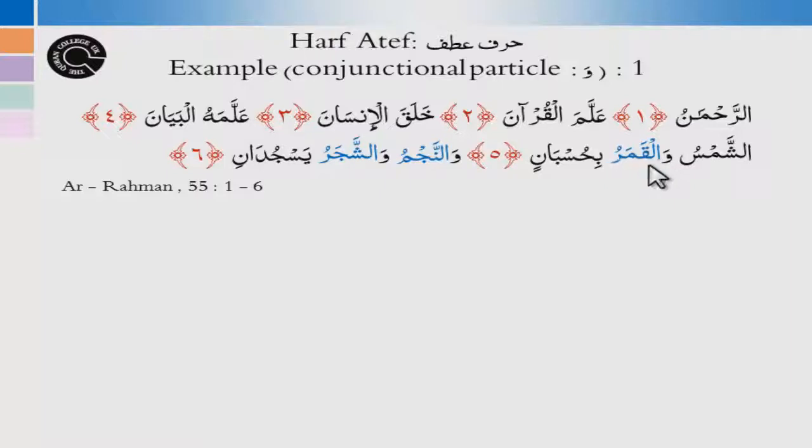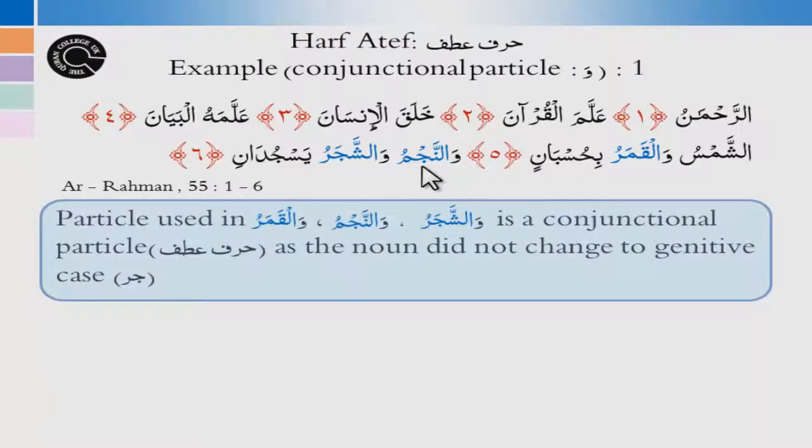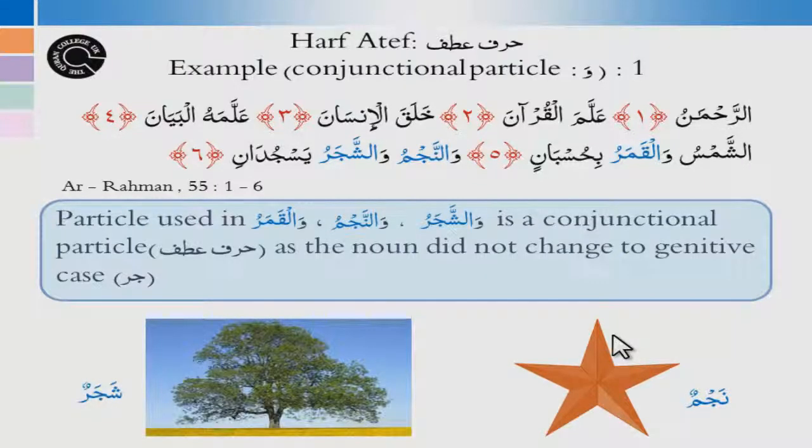Now you can see here that in wal qamaru, the noun has not gone into the jar case, so that means this particle is not the prepositional wow, but it is the conjunction particle which is joining ash-shamsu with al-qamaru. And similarly you can see in this case also that wan-najmu and wash-shajaru, they both have not gone into the jar. Therefore this wow with a fatha is a conjunction particle, not the preposition particle. Najmu means star, while shajarun means tree.